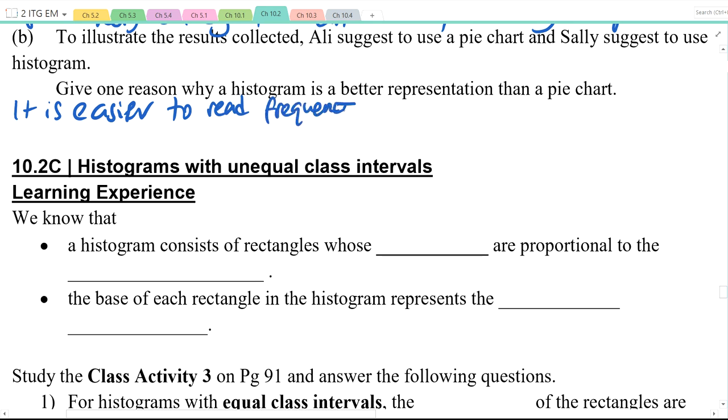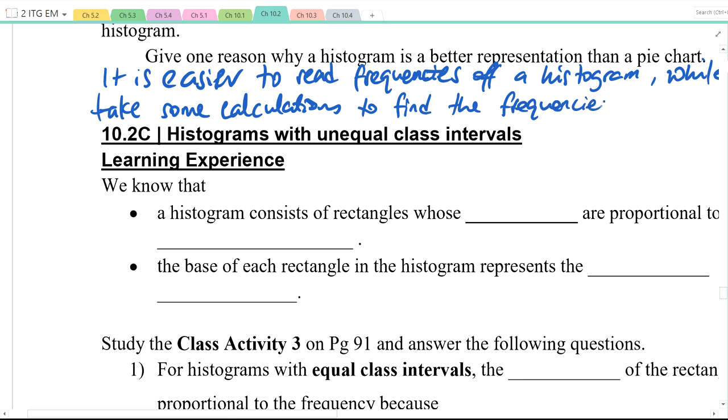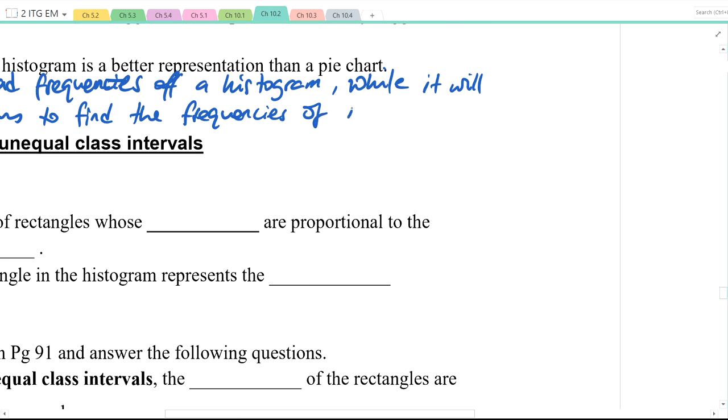Okay, so we say that it is easier to read frequencies of a histogram, while it will take some calculations to find the frequencies of intervals from a pie chart.